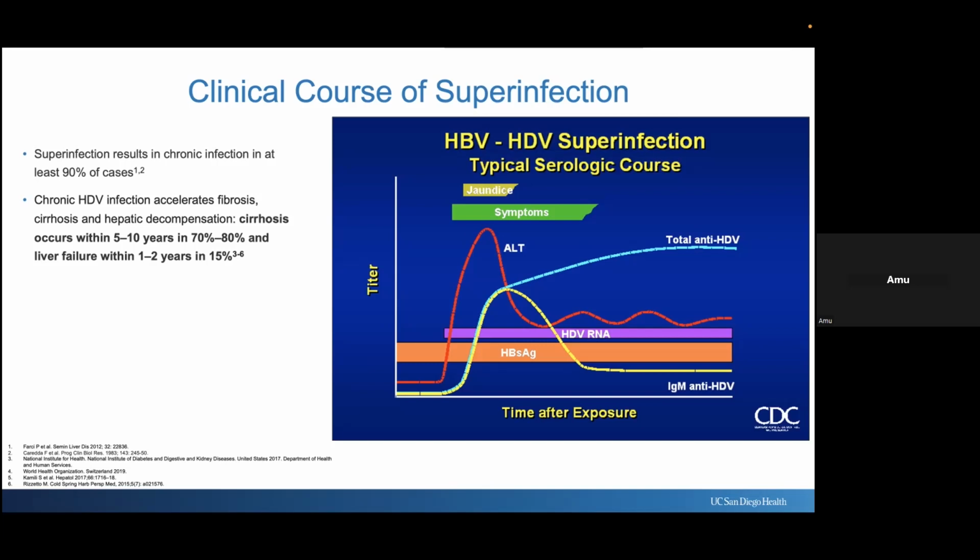The chronic presence of hepatitis B surface antigen enables the continuous replication and infection of hepatocytes with hepatitis D after superinfection occurs. Chronic hepatitis D infection has been shown to accelerate liver fibrosis, hepatocellular carcinoma, and liver decompensation. With hepatitis D superinfection, cirrhosis has been estimated to occur within 5 to 10 years in 70 to 80% of people, and liver failure in 1 to 2 years in 15% of people. By comparison, the mean age of onset of cirrhosis in persons with chronic hepatitis B monoinfection from childhood is 3 decades.